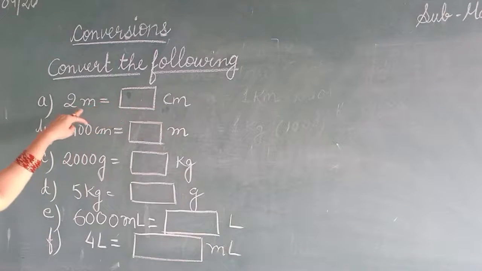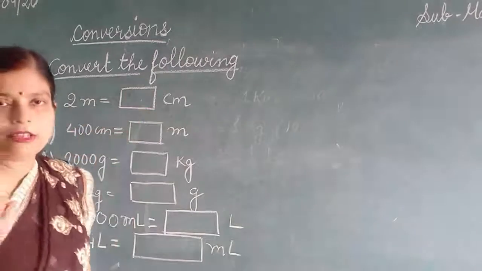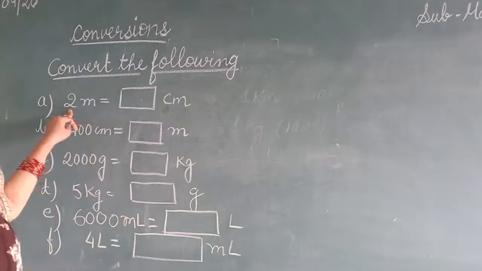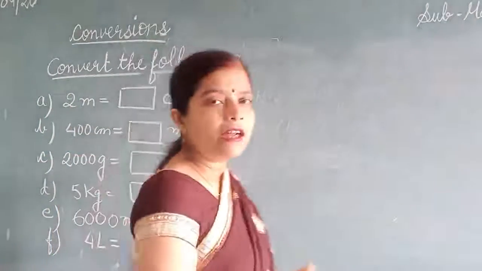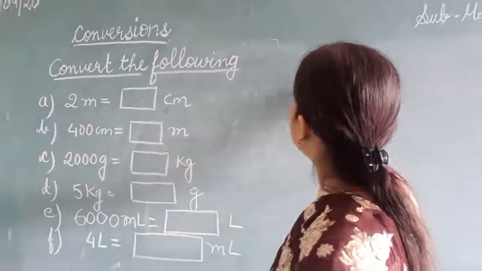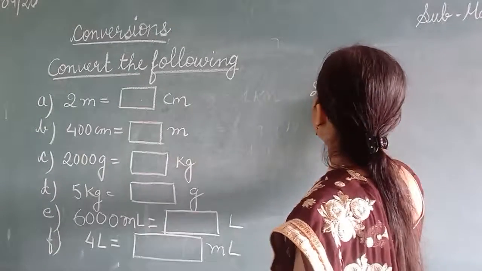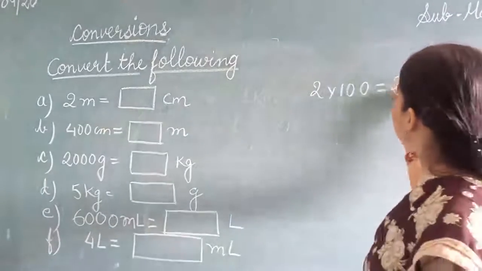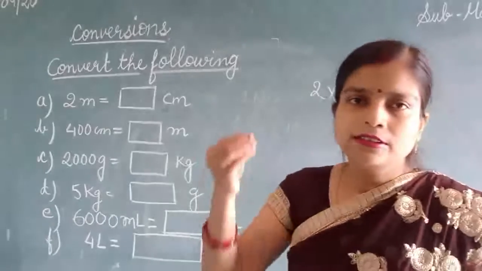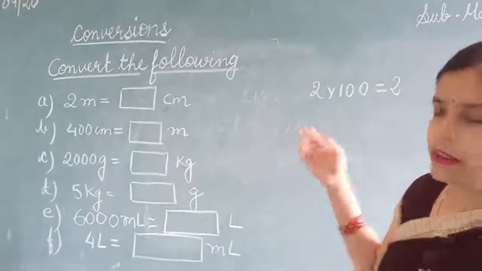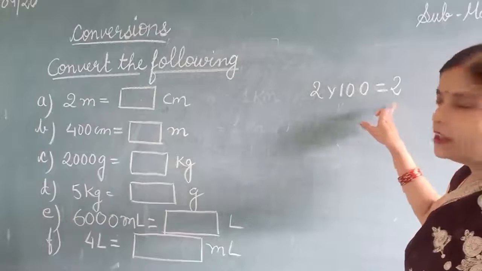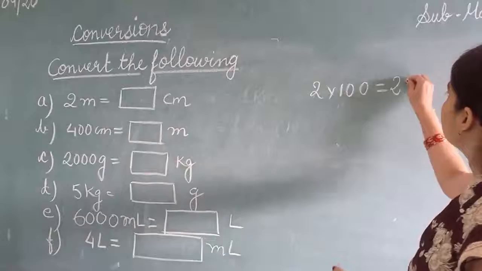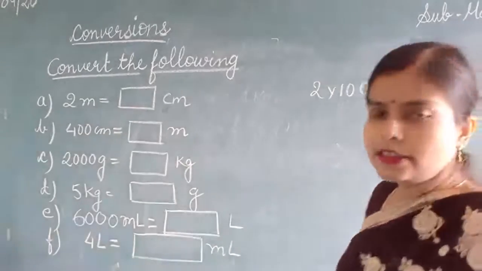And what is the factor between meter and centimeter? That was 100 only. So here we have to multiply 2 by 100. And children, when you are multiplying any number by 100, as you have learned in multiplication, we simply write the number and put 2 zeros to the right of it. I simply write the number and then count the number of zeros here. There are 2 zeros, so I put 2 zeros here. We already learned this in the chapter of multiplication.